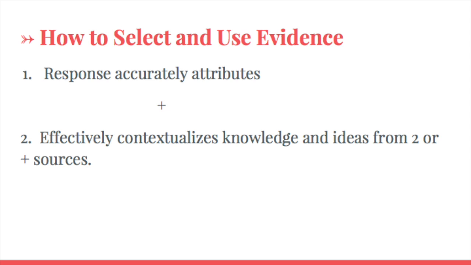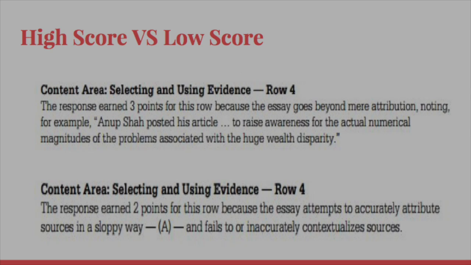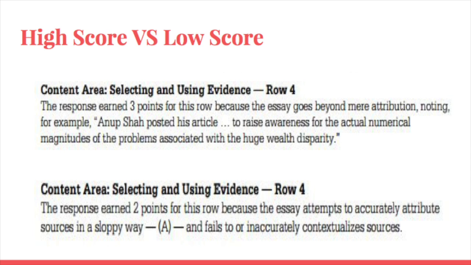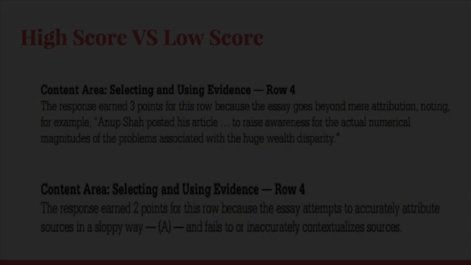So, as a quick recap, to select and use the evidence, it must accurately attribute, meaning you use the information correctly, and effectively contextualize the knowledge, meaning you interpret it. One of these received a high score because they placed their articles within the argument correctly. The other one inaccurately contextualizes the sources, which means it doesn't use the articles for what they should be used for and kind of reaches to make them fit their argument.